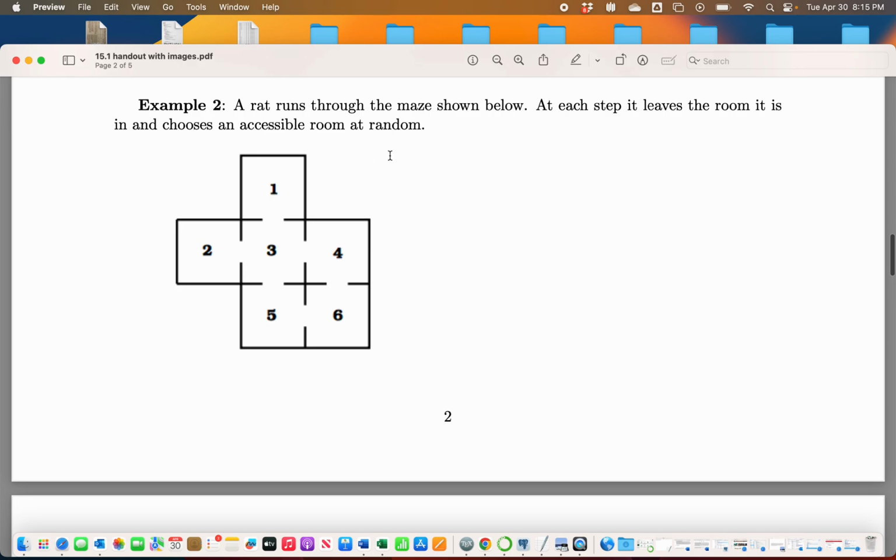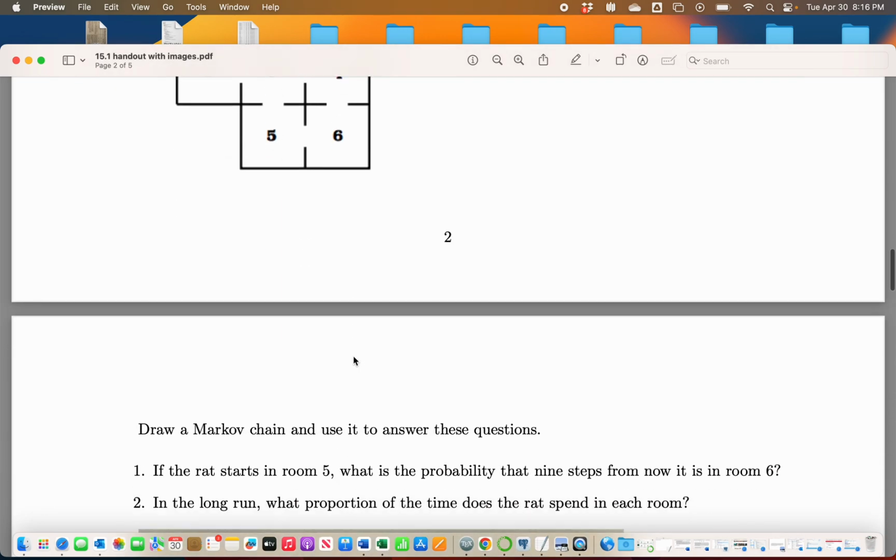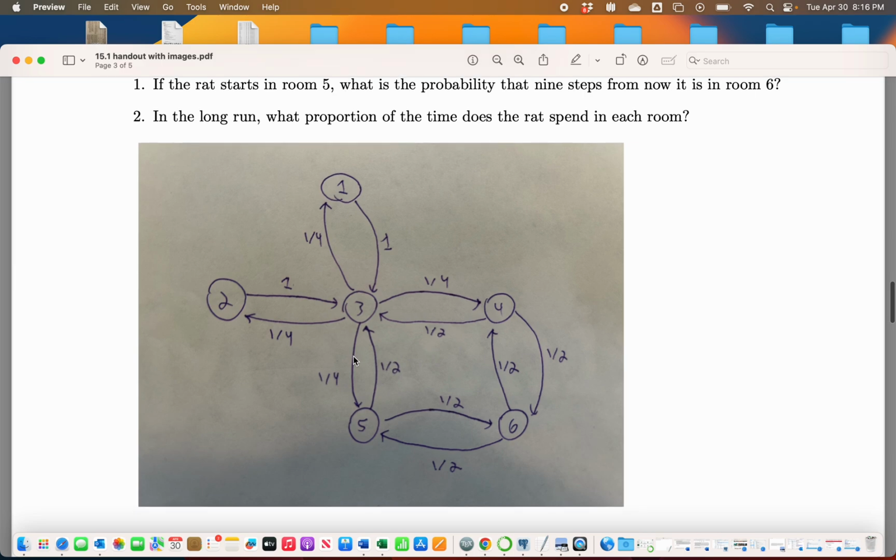So here's an example. A rat runs through this maze below, let's say every minute or every second. It doesn't matter, but each time step, it leaves the room it's in and it goes somewhere else, chosen at random. So if it's in room 3, it will go to room 1, 2, 5, or 4 at random on its next move. So how would you model something like this? Well, you can think of each room as the rat's state of existence, and it transitions from state to state via these doorways. So here's a Markov chain that models that kind of thing.